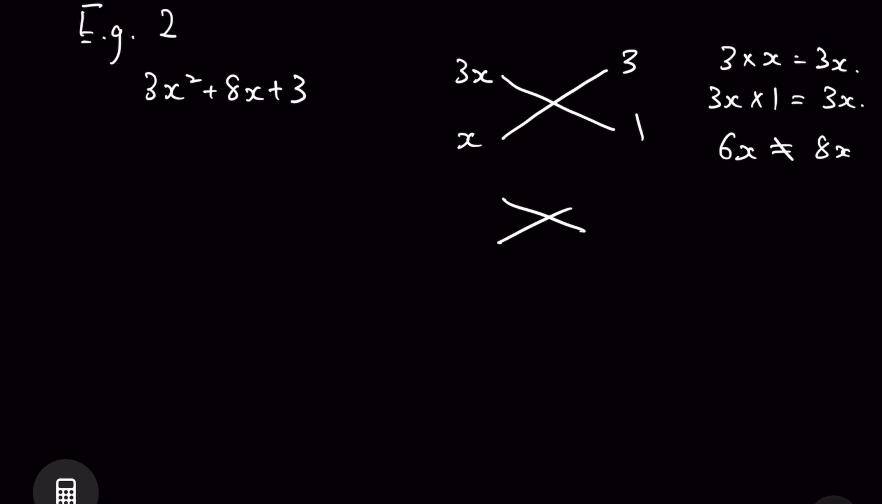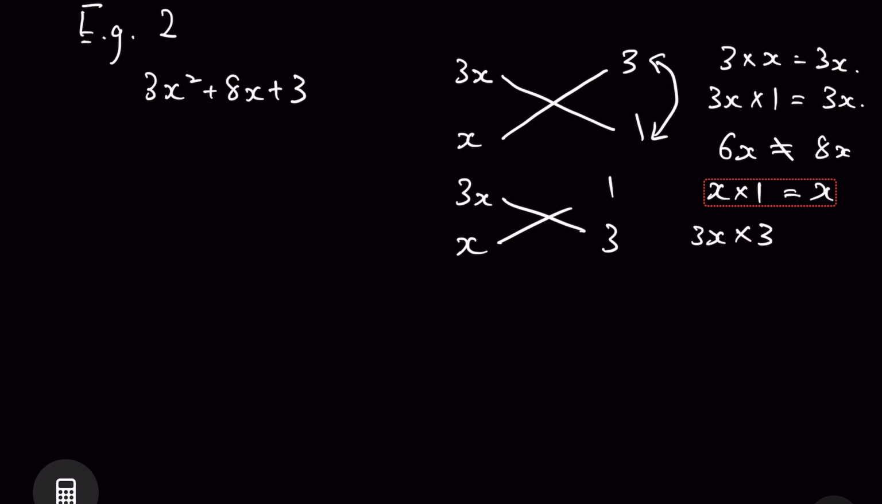So now maybe we can try to flip the right side. So x times 1 is x, and 3x times 3 is 9x, and we sum up, but we got 10x, which is not equal to 8x. So what can we do? In this case, the Assan-Tudor method does not apply.